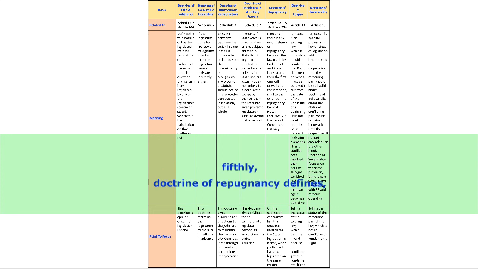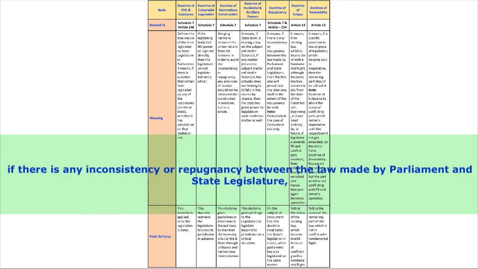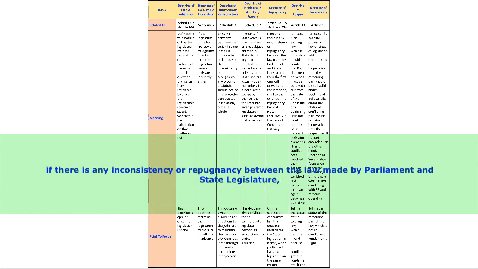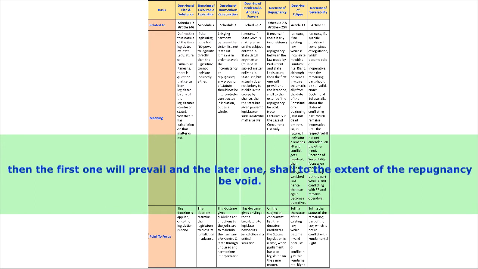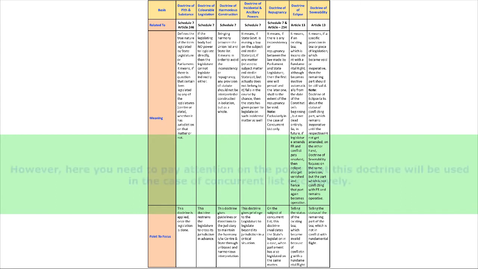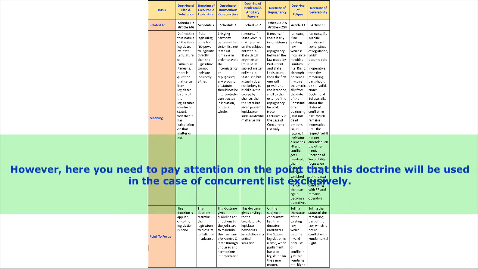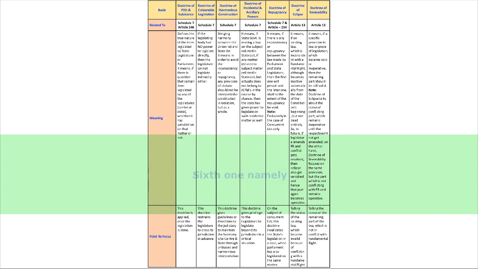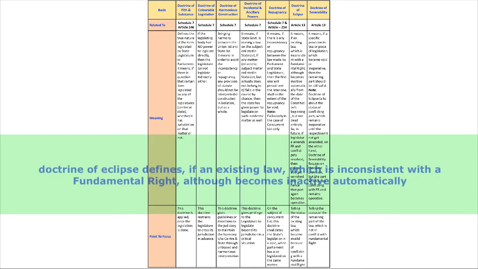Fifthly, Doctrine of Repugnancy defines: if there is any inconsistency or repugnancy between the law made by Parliament and state legislature, then the first one will prevail and the later one shall, to the extent of the repugnancy, be void. However, here you need to pay attention to the point that this doctrine will be used in the case of the concurrent list exclusively.